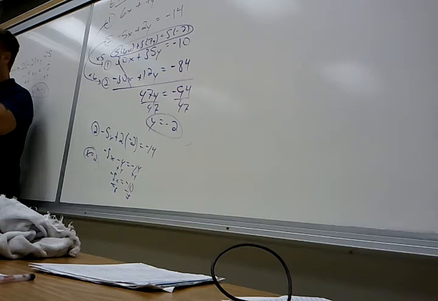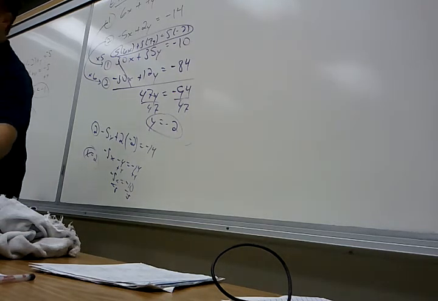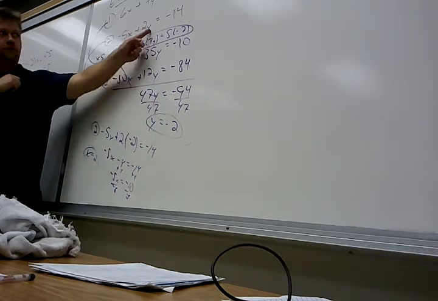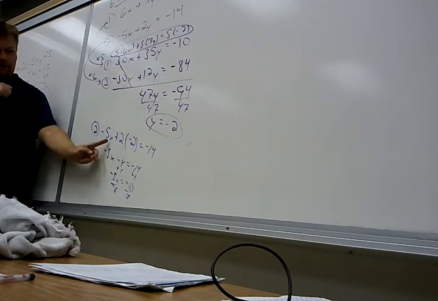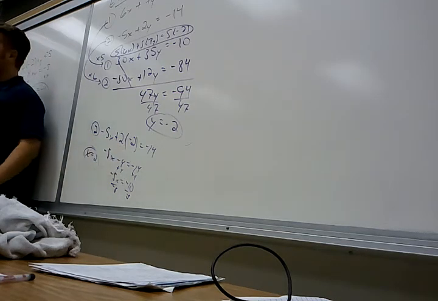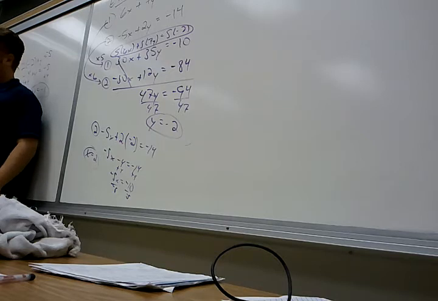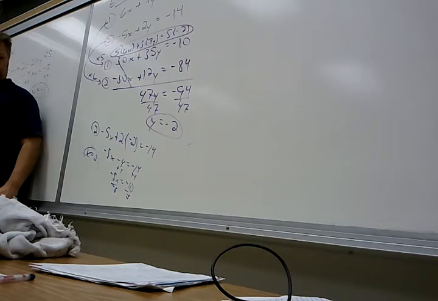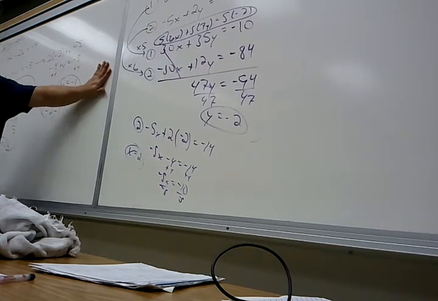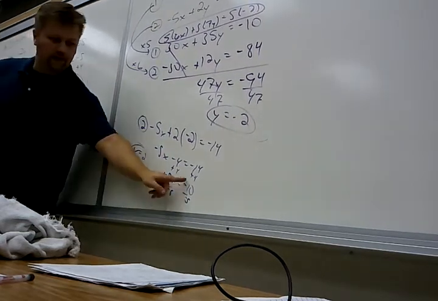I'm just plugging in the y now. That's the step I'm on. I plugged the -2 in here, so I'm right there, see? And then you just solve for x. Two, -2, because you divide by -5, the negatives cancel.